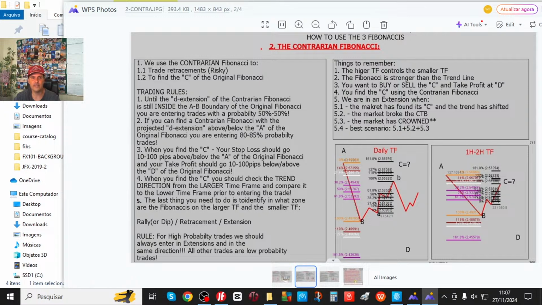Number three, when you find the capital C, your stop loss should go 10 to 100 pips above or below the A of the original Fibonacci, and your profit take should go 10 to 100 pips below or above the capital D of the original Fibonacci. Number four is the most important. When you find the capital C, you should check the trend direction from the larger time frame and compare it to the lower time frame prior to entering the trade. Number five, the last thing you need to do is to identify in what zone are the Fibonaccis on the larger time frame and the smaller time frame. All right?